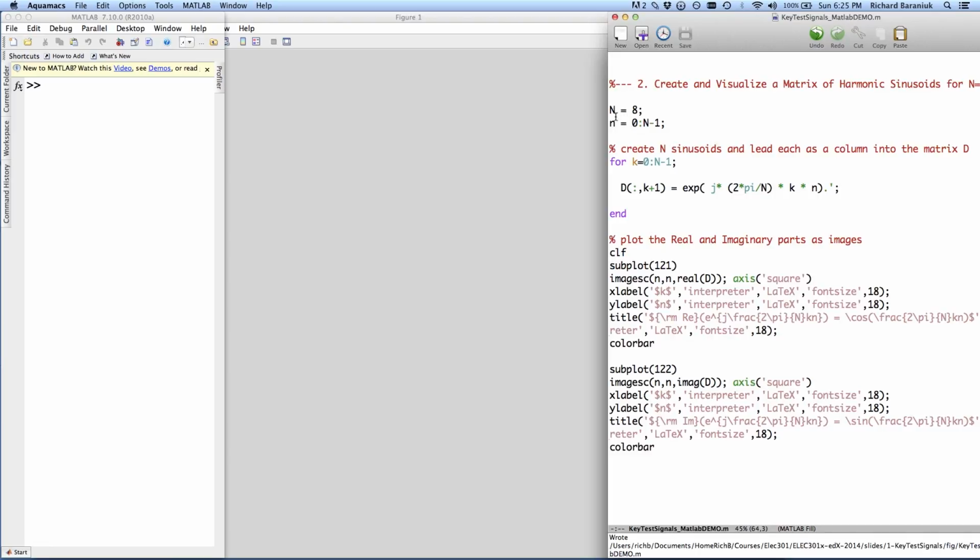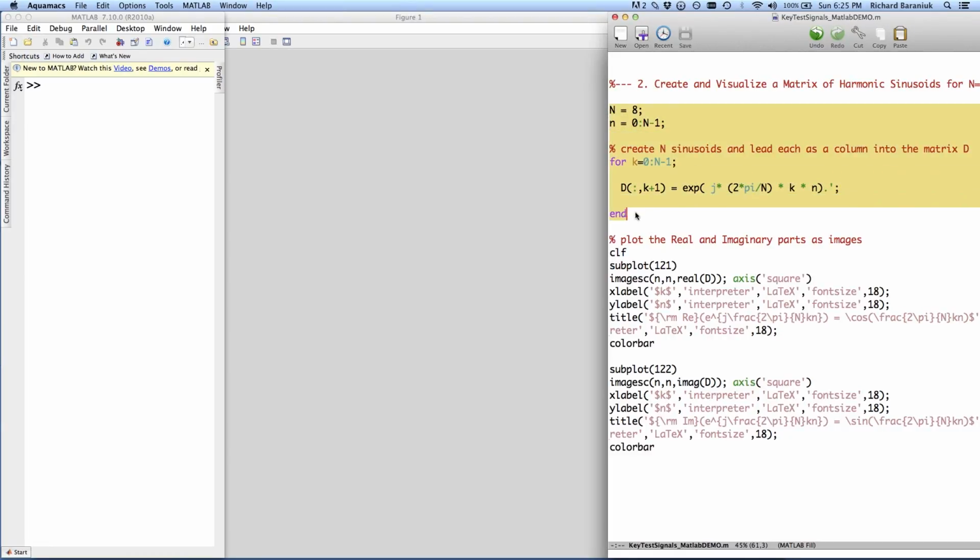We're going to do the exact same thing that we did in the previous example. We're going to look at harmonic sine waves of length 8, and there are 8 of them. But now, rather than just generating the sine waves one by one and plotting them as time signals, we're going to generate them and stack them as columns into a matrix D, where the harmonic sine wave corresponding to a given k is the kth column of this matrix D.